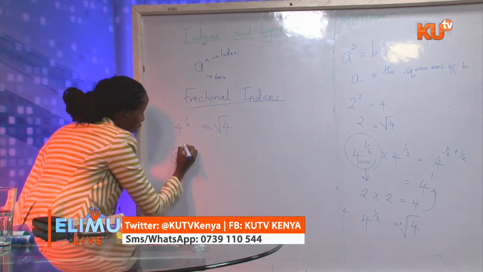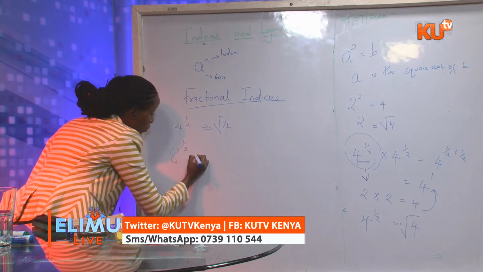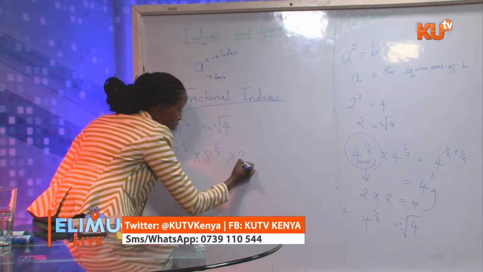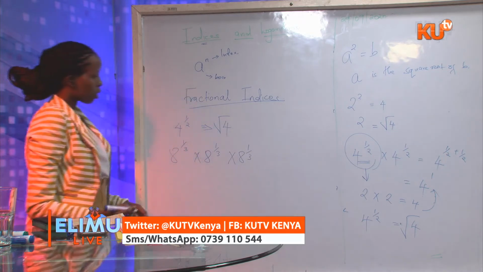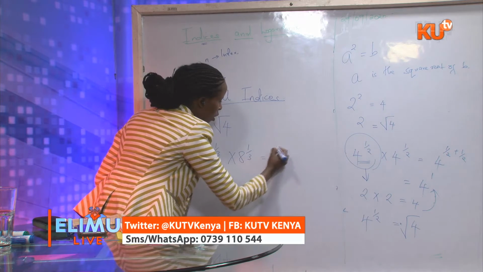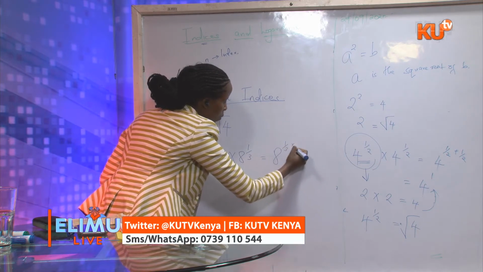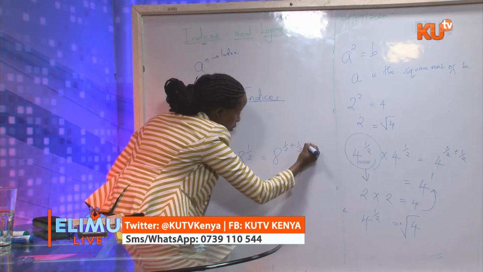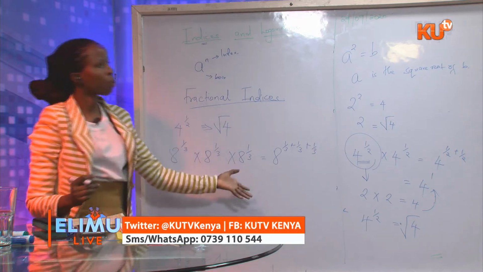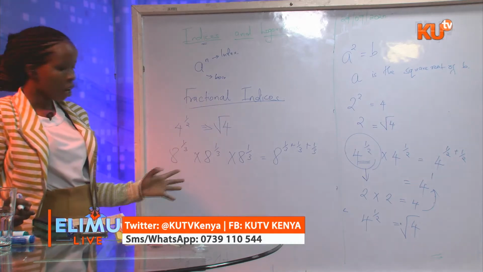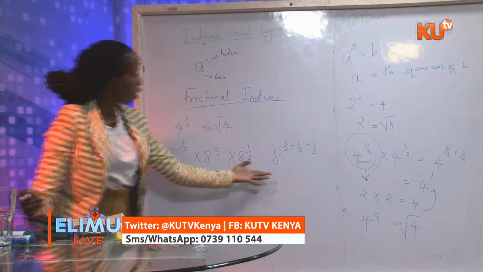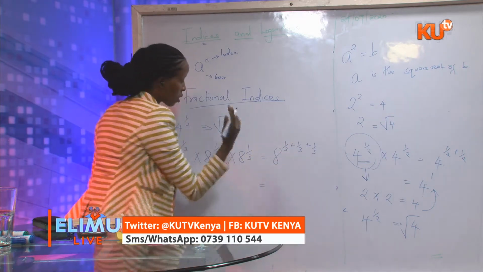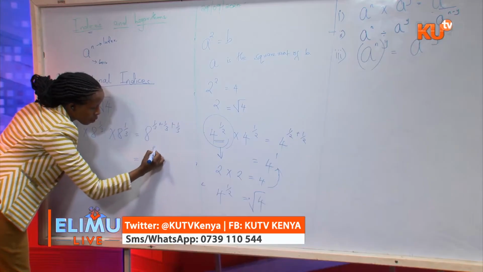Let's check it. 8 raised to a third times 8 raised to a third times 8 raised to a third. What does this mean? I'll have 8 raised to 1 over 3 plus 1 over 3 plus 1 over 3, according to my first law of indices. And my answer is a third plus a third plus a third, which gives us 3 over 3.